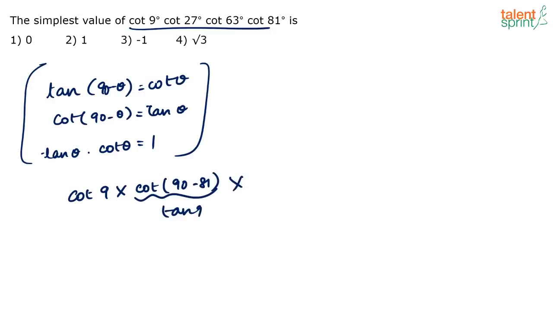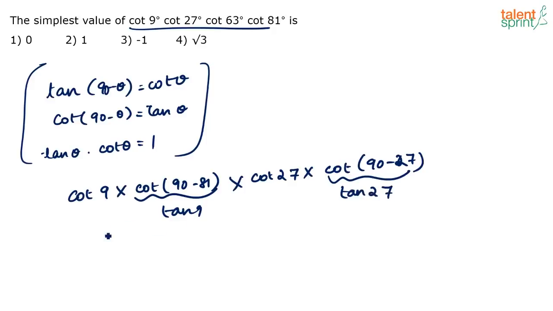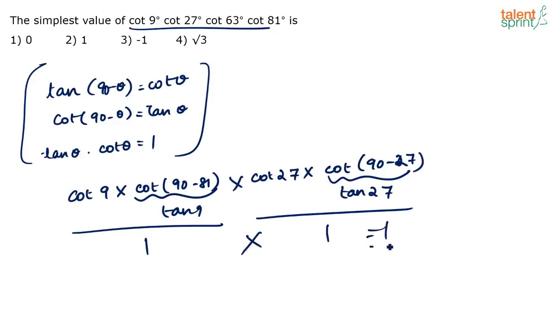Yes, and this will become cot 27 into cot of 90 minus 27, that is cot 63. So this will become tan 27. So cot 9 into tan 9 is 1, cot 27 into tan 27 is 1, answer is 1, option 2.